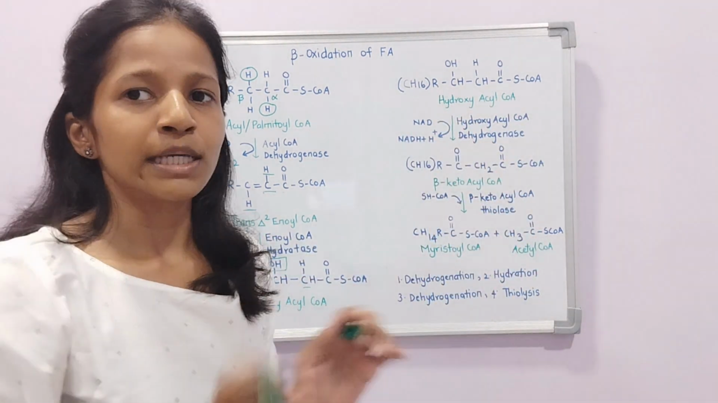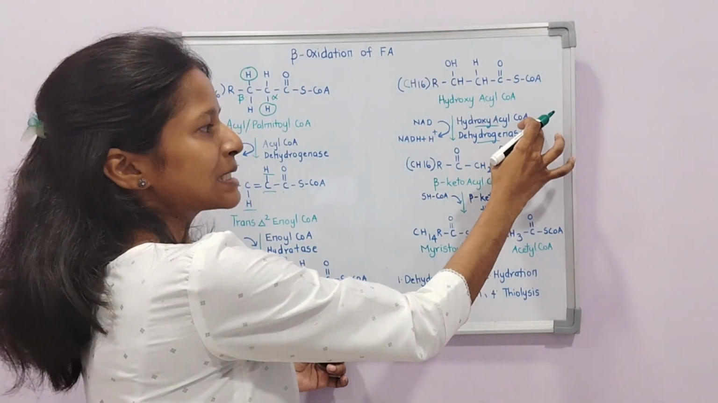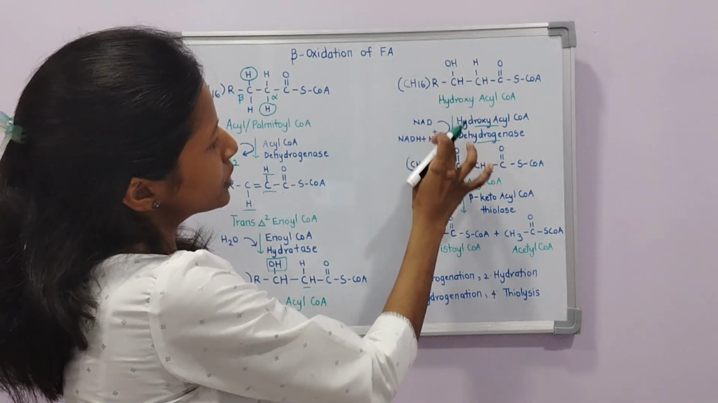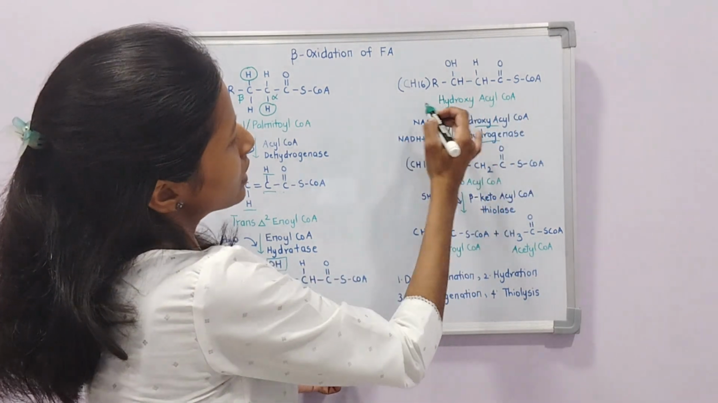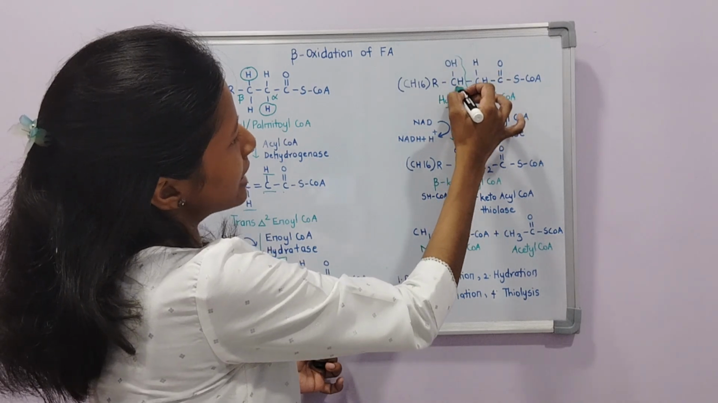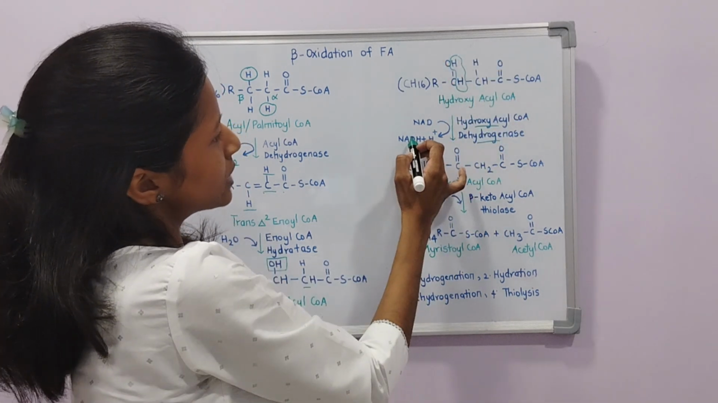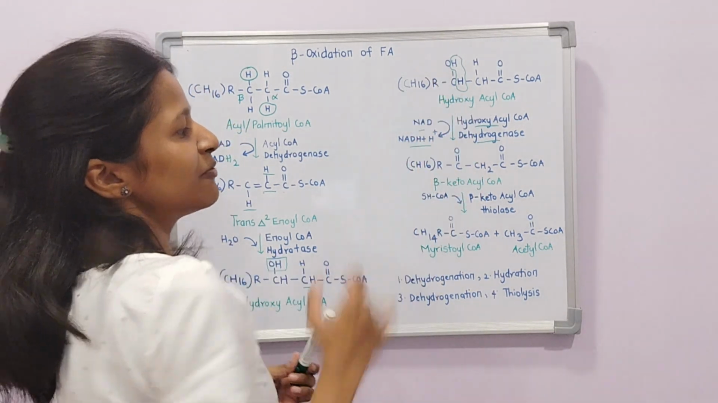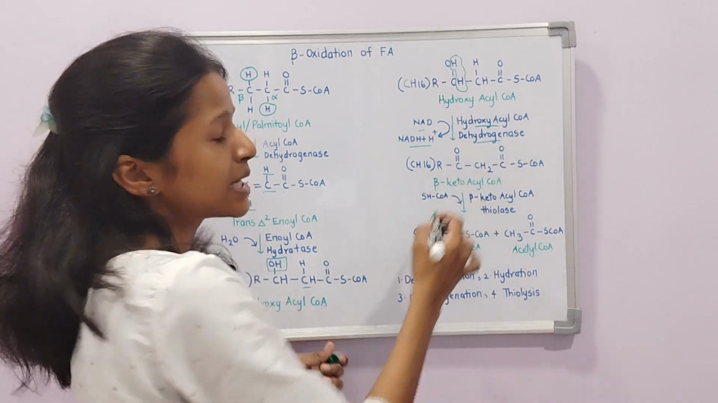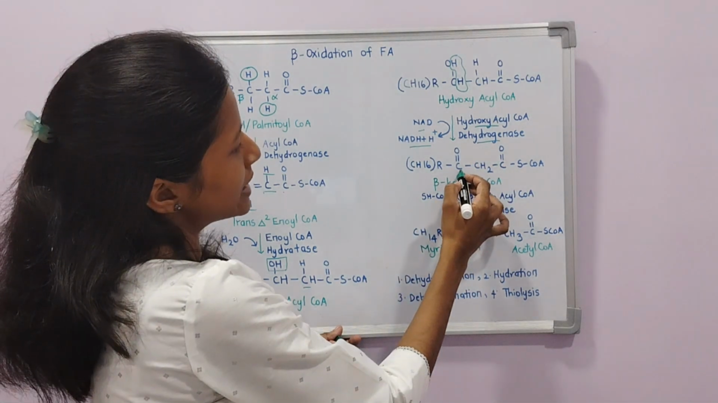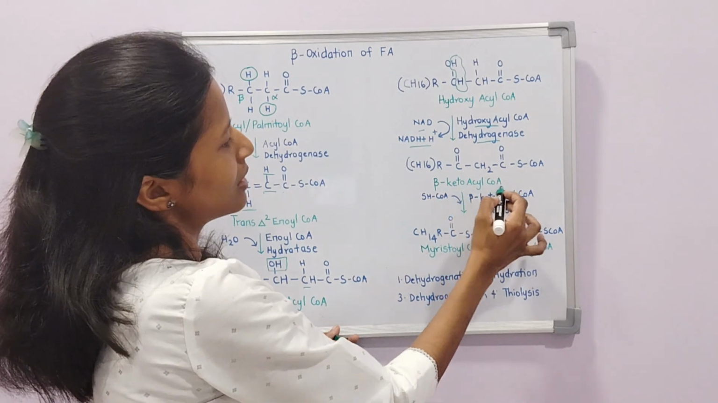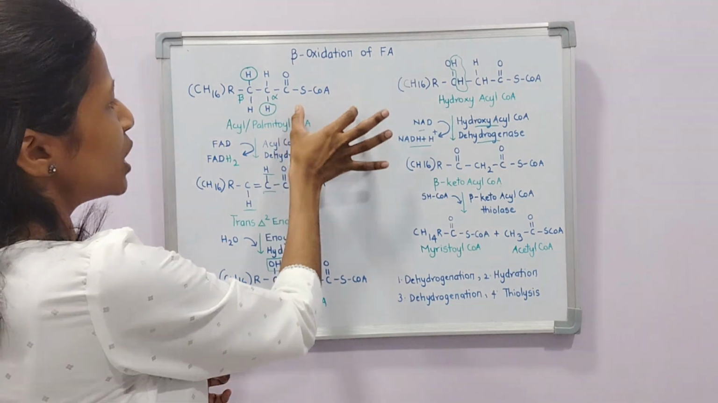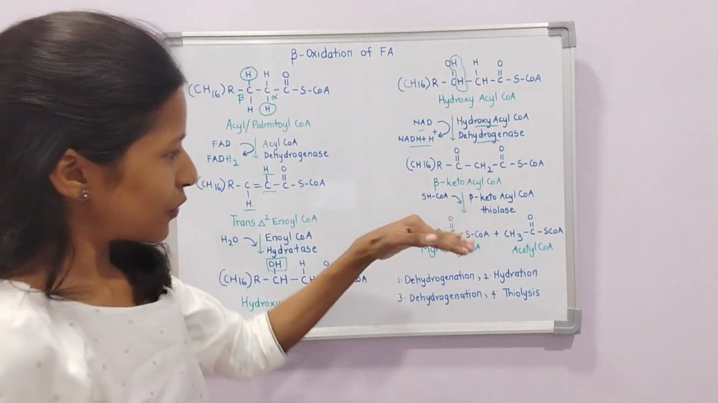Third step is going to be again a dehydrogenation reaction. Hydroxy acyl-CoA dehydrogenase acts as a catalyst in this process, and NAD is going to take 2 hydrogen atoms. So this hydrogen atom and this hydrogen atom are donated to the electron carrier, forming NADH plus H plus. A double bond is going to be formed here. So C double bond O means a keto group, and since this is the beta carbon, this is a beta keto acyl-CoA.